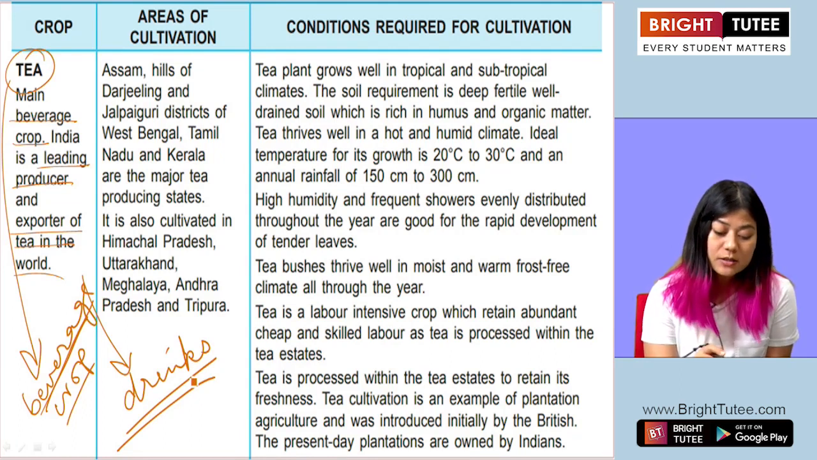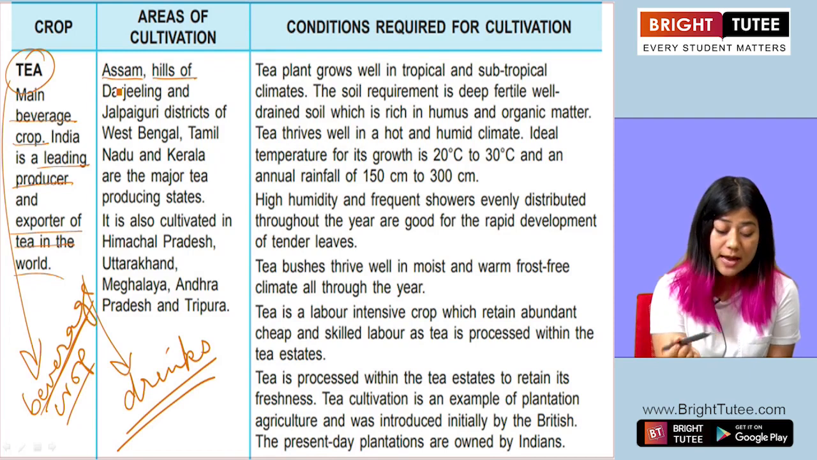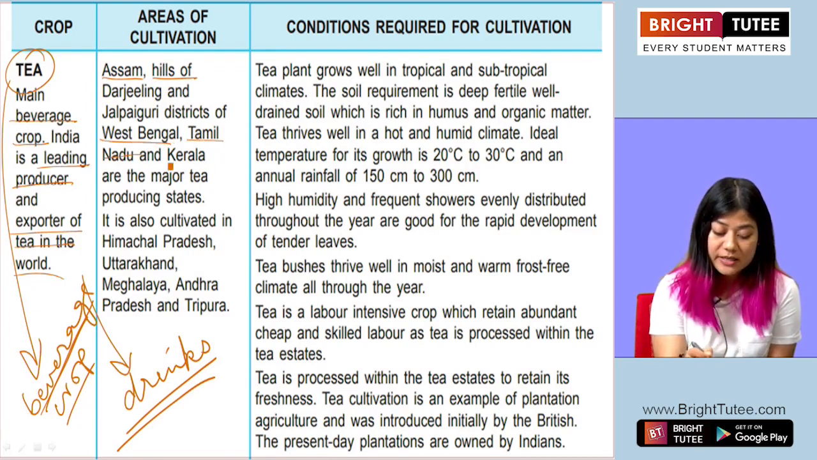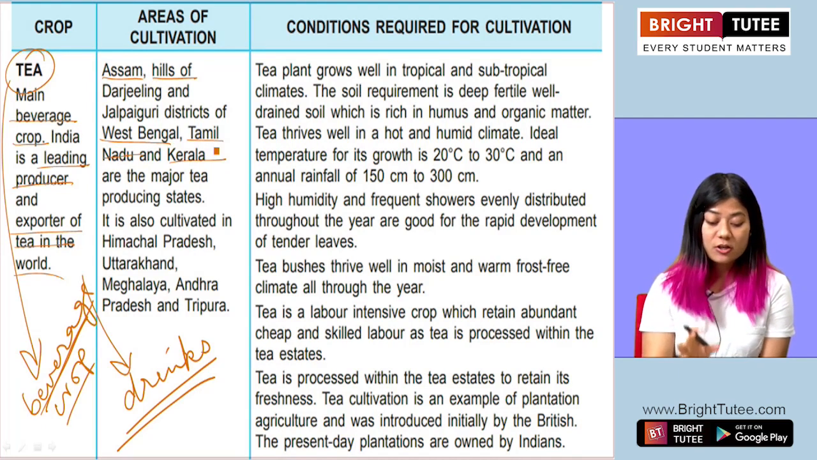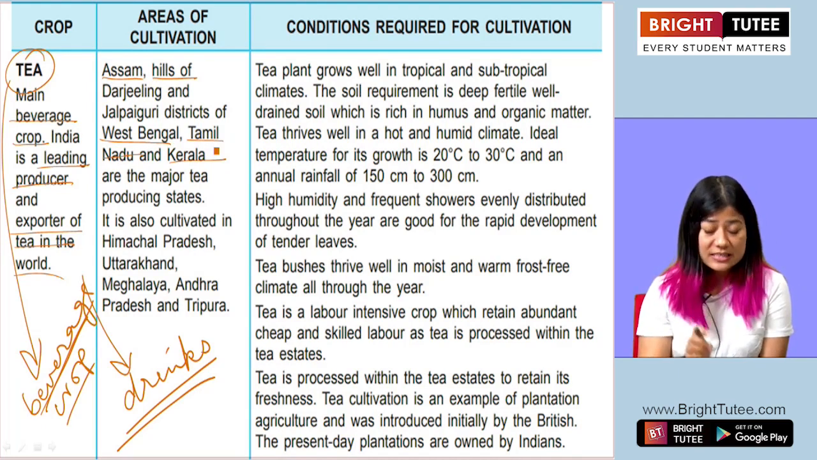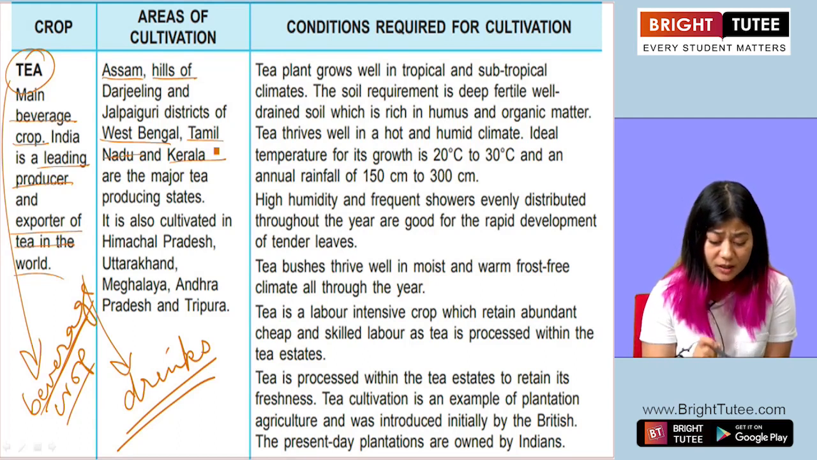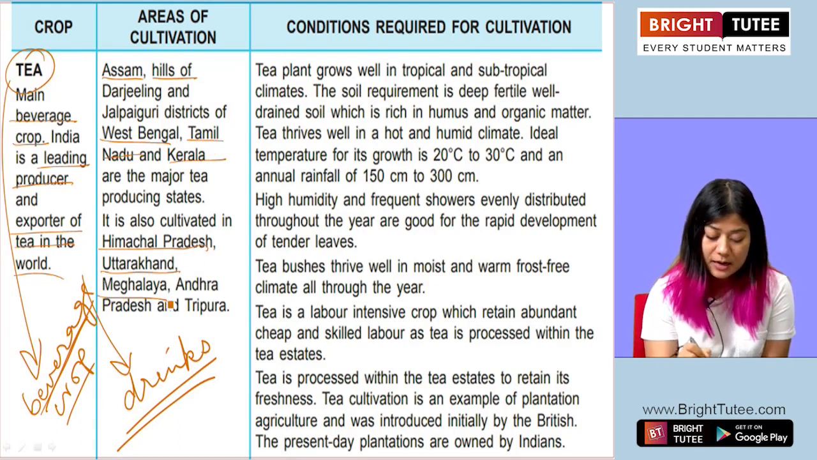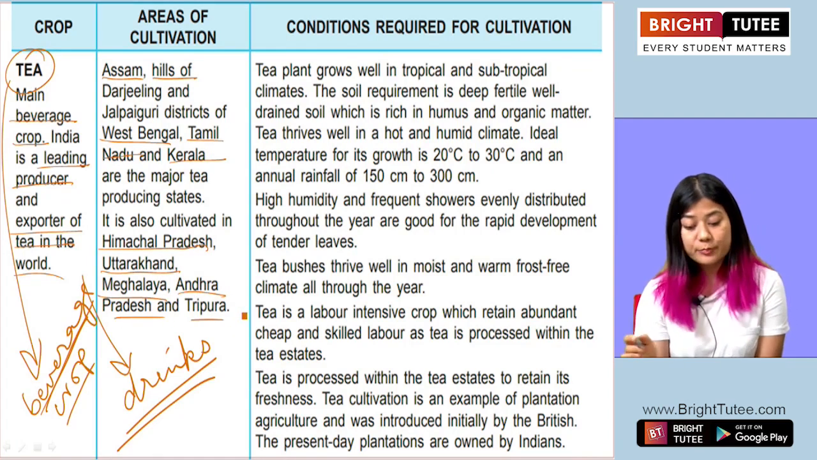Now tea is cultivated in Assam, the hills of Darjeeling and Jalpaiguri districts of West Bengal, Tamil Nadu, and Kerala. These are the major areas where tea is produced. It's also cultivated in Himachal Pradesh, Uttarakhand, Meghalaya, Andhra Pradesh and Tripura.